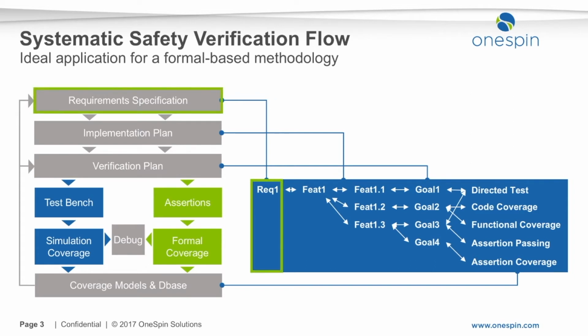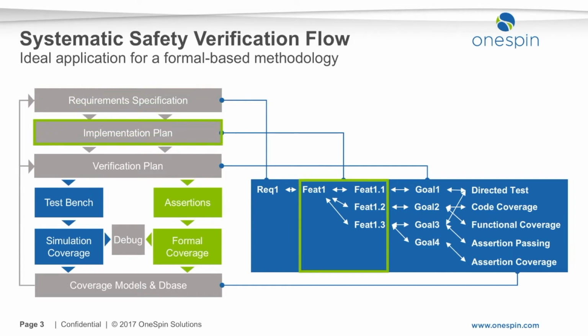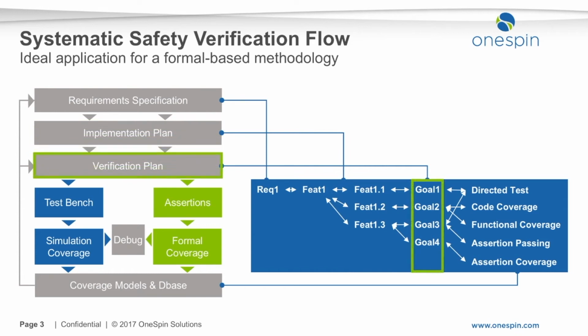ISO 26262 demands an accurate tracing of requirement fulfillment throughout the development process. Each requirement maps to features and sub-features in the hardware implementation plan. Each feature must also have goals associated with it in the verification plan. Finally, test and coverage results are mapped to verification goals to close the loop and to ensure that all hardware requirements have been implemented correctly.